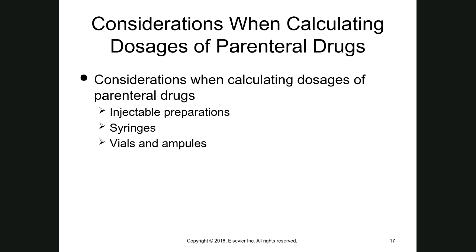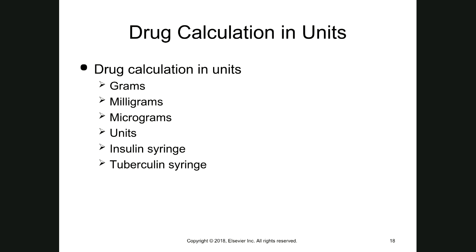Now, with your drug calculation in units, you have to make sure you do not get that mixed up with milliliters, because one unit is a 100th of 1 milliliter. And so when you're dealing with units, you're usually administering insulin dosages. Some drugs are measured that way, including insulin and heparin.